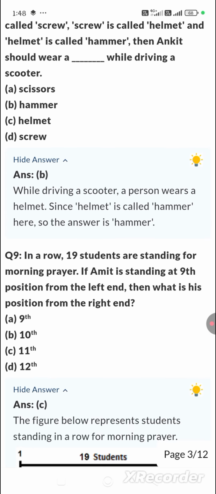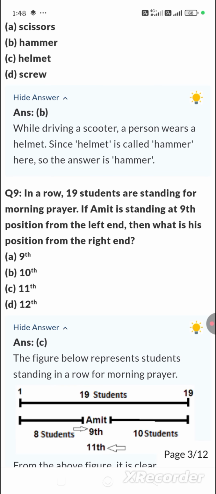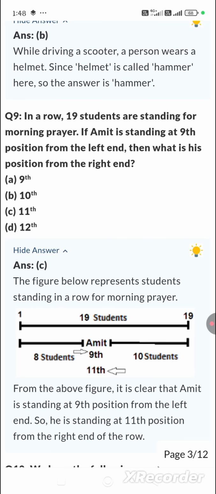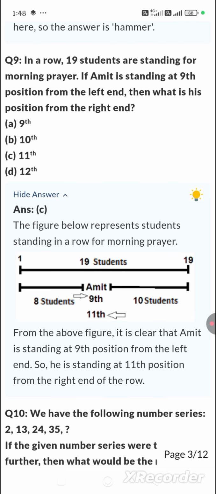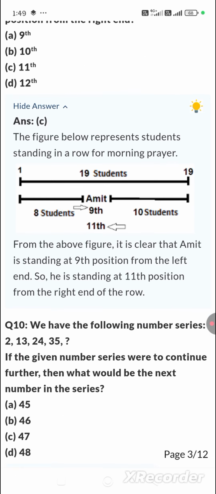In a row, 19 students are standing for morning prayer. If Amit is standing at 9th position from the left end, what is his position from the right end? The answer is option C. The figure below represents students standing in a row for morning prayer. From the above figure, it is clear that Amit is standing at 9th position from the left end, so he is standing at 11th position from the right end of the row.